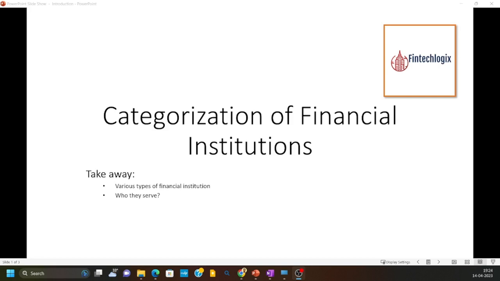So the key takeaways from today's session would be the outline of various financial institutions and what they are. And the second point also would be who they serve. It might be retail, it might be corporate, who they serve.